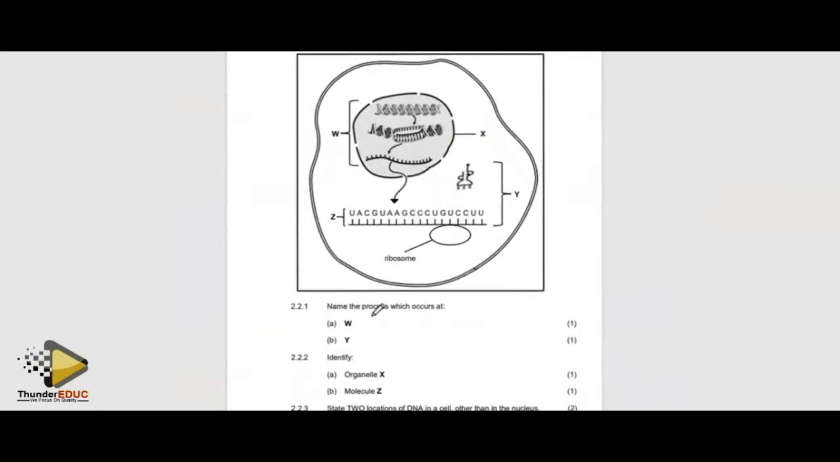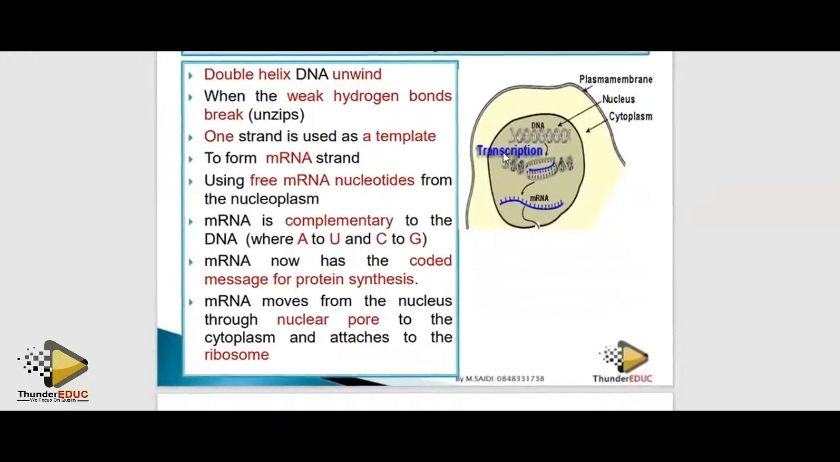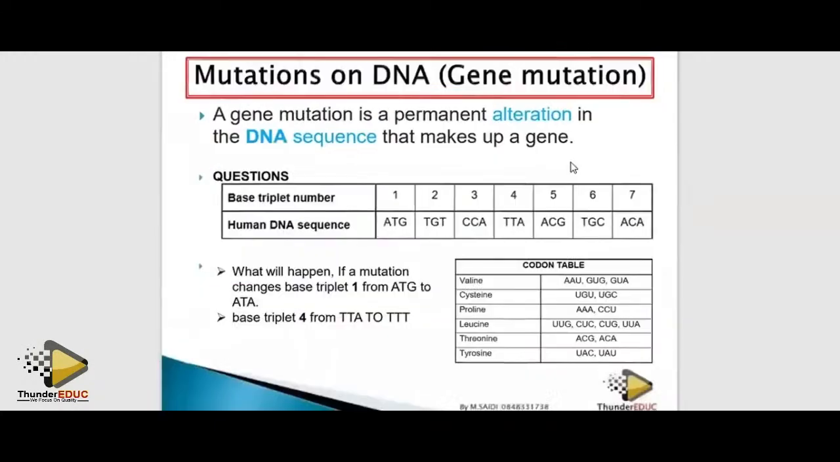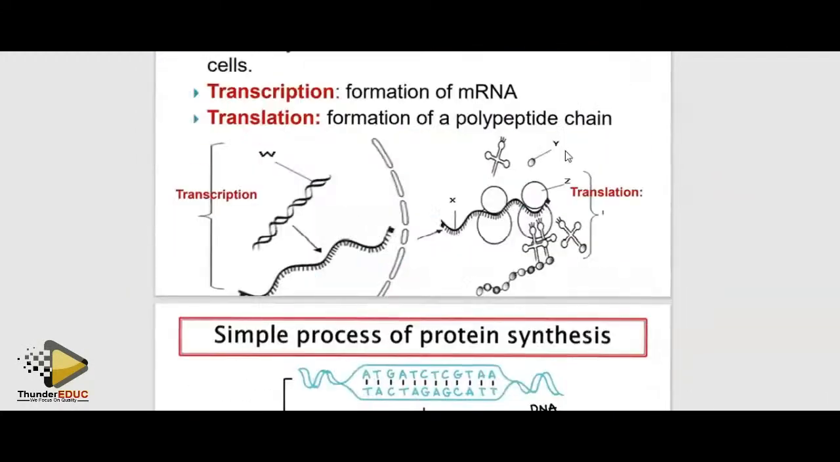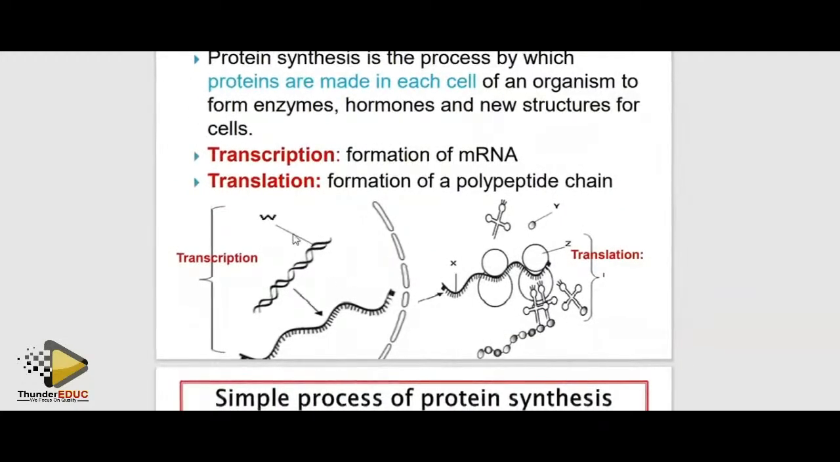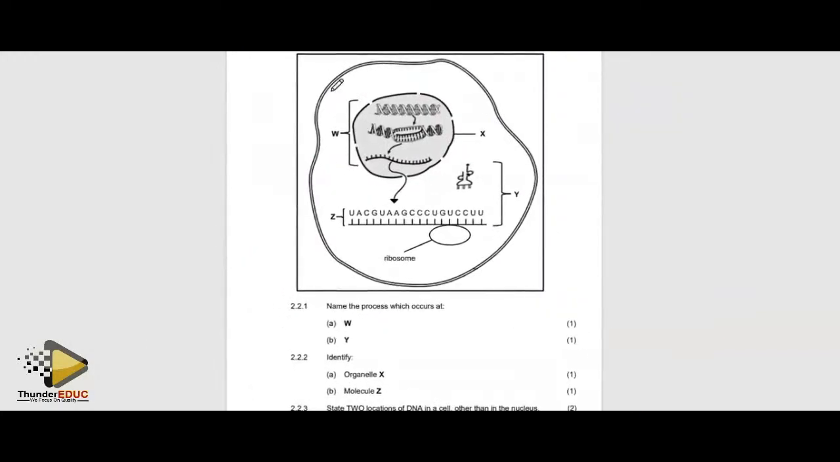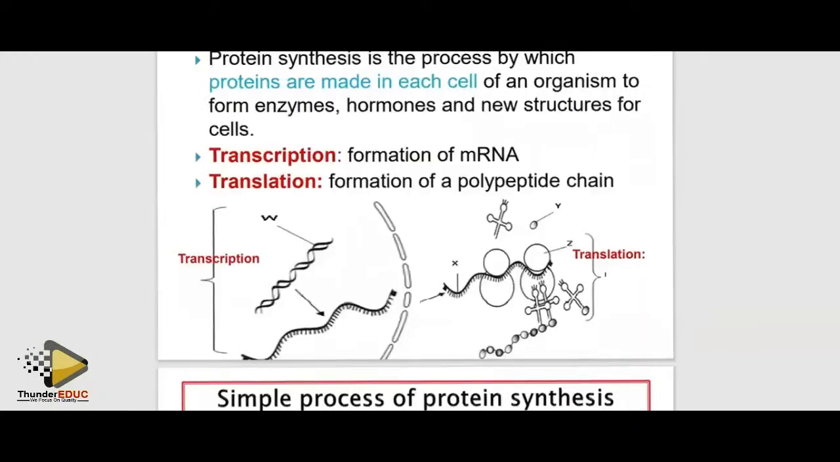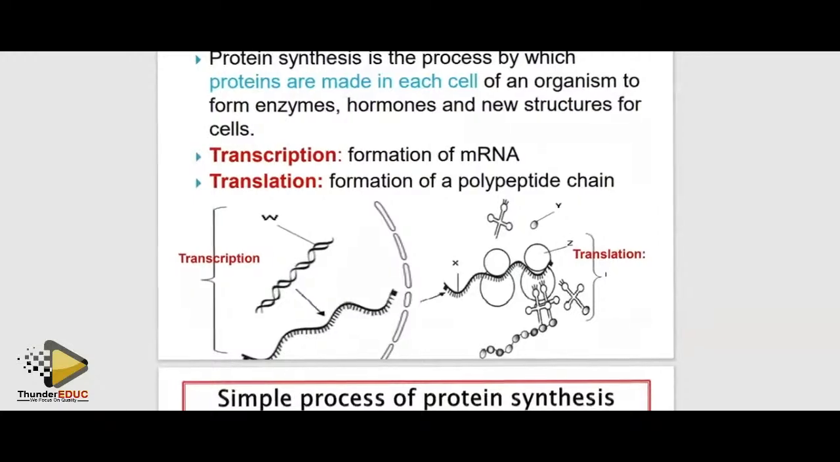They're saying, name the process that occurs at W. This is what they're looking for. And then we also have the equation. They're looking for what is happening inside this process, what is happening inside the nucleus. That's what they are looking for, because this is the nucleus, which is transcription.